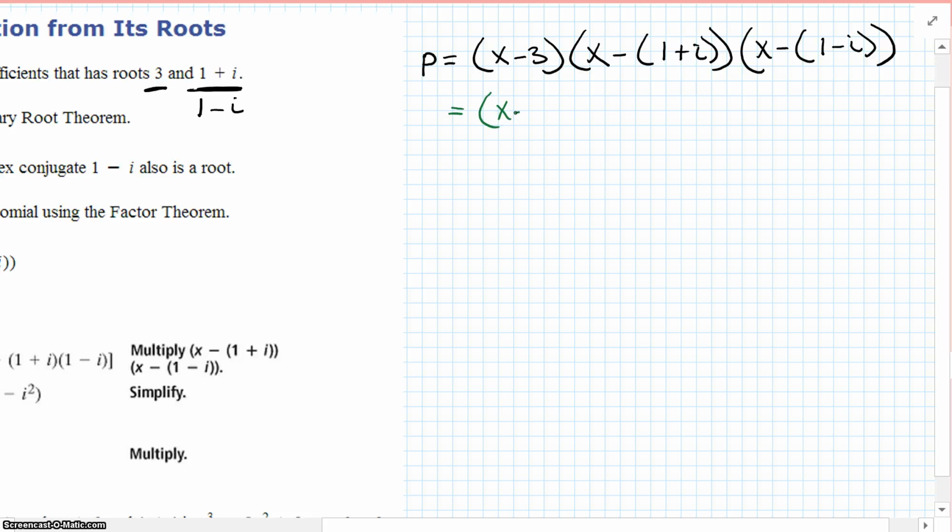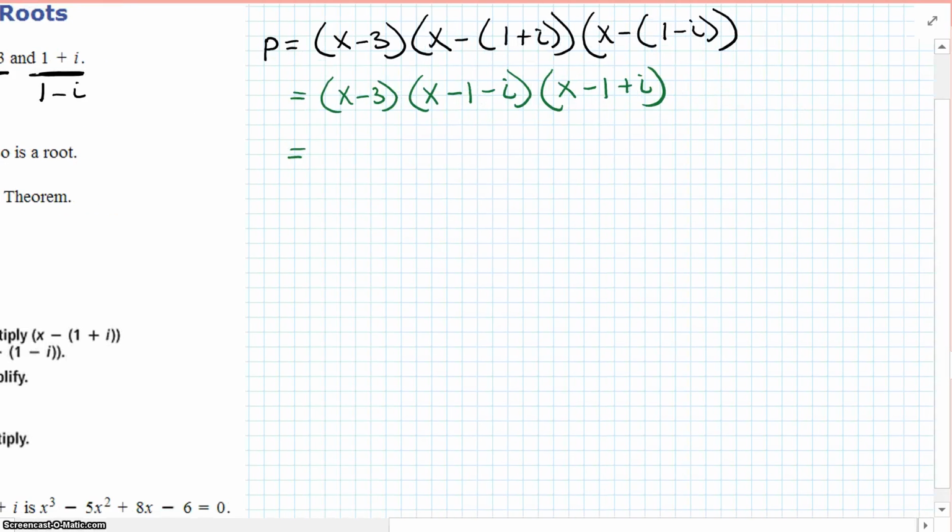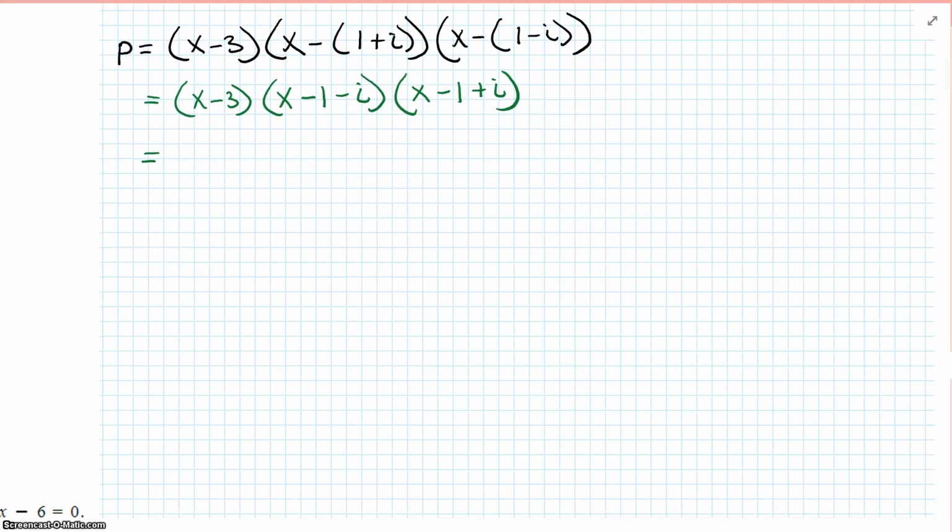So that's going to be x minus 3 times x. Now let's distribute this negative sign. So it's going to be negative 1 minus i. And this one, let's distribute the negative 1. So it's going to be negative 1 plus i. Okay. Now all we got to do is distribute. Okay, we'll hold off on the x minus 3. Here's what we're going to do with these two first.